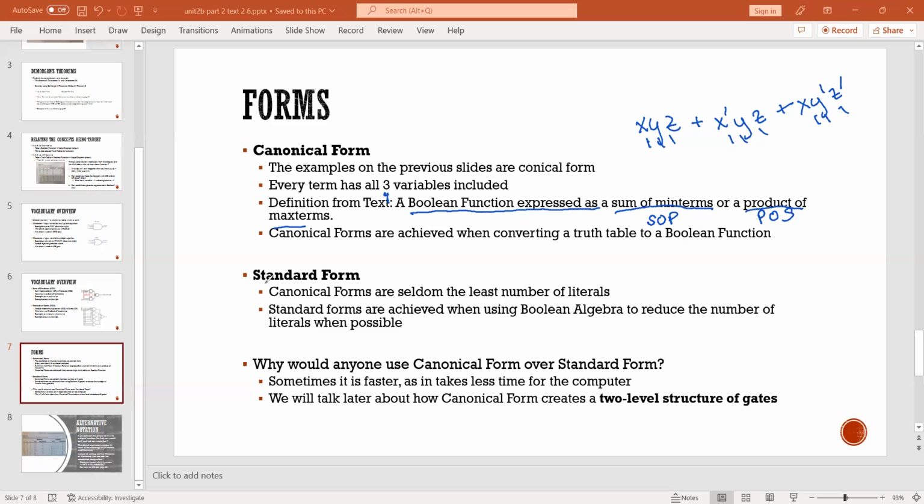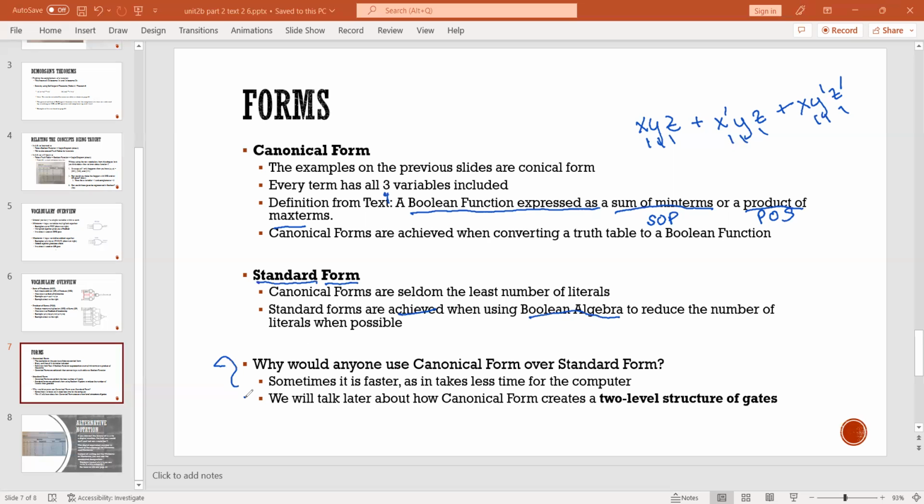So then when you look at the standard form, there may be more to this definition, but basically the canonical forms seldom have the least amount of literals, right? Usually you can cancel something out by using your Boolean algebra. So when you have a standard form, those are achieved when you use your Boolean algebra to reduce the number of literals whenever possible.